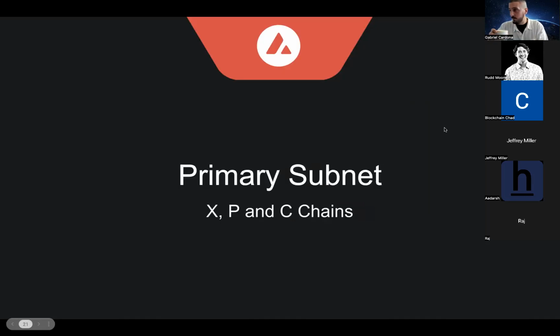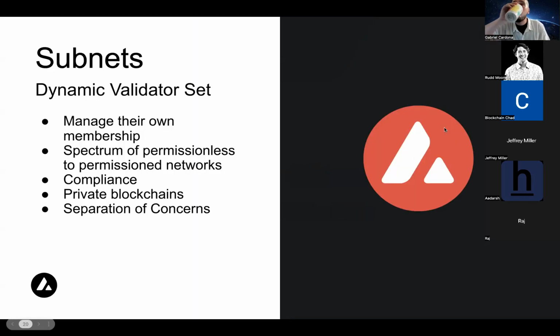So why is that very useful? So for example, regulatory compliance. Avalanche's subnet architecture makes regulatory compliance manageable, and regulatory compliance is a huge part of the blockchain story, which has yet to be told.